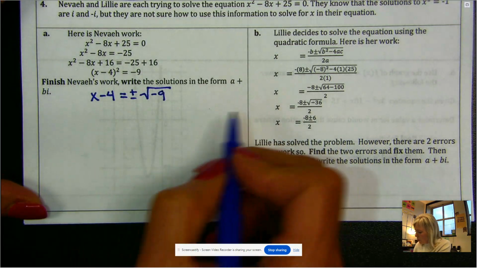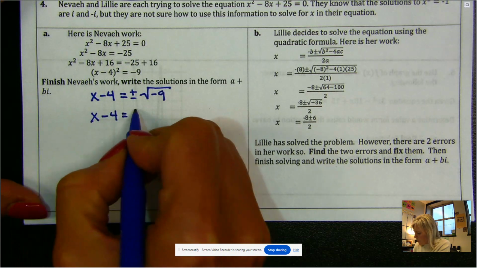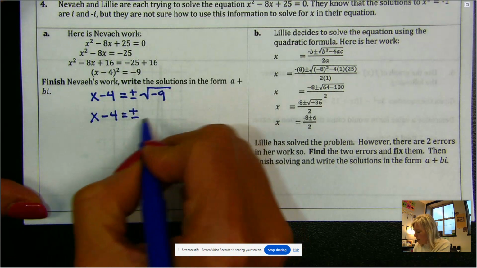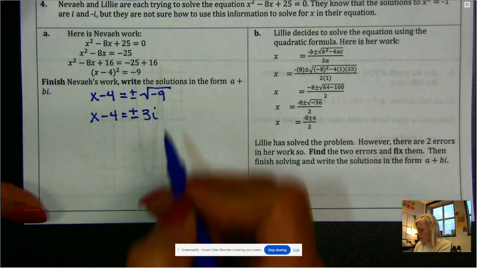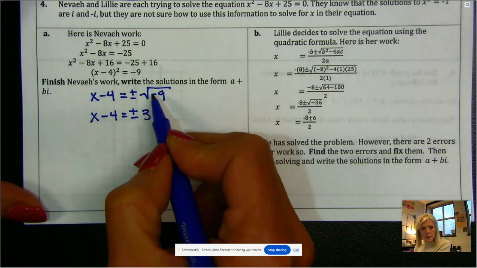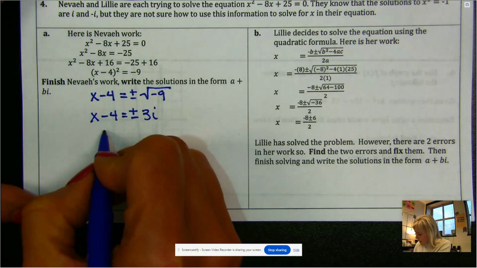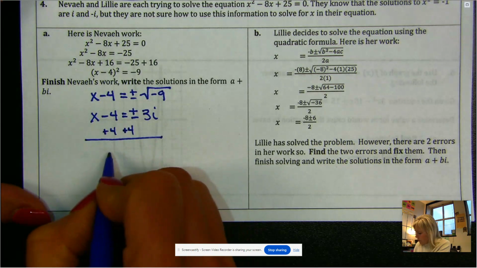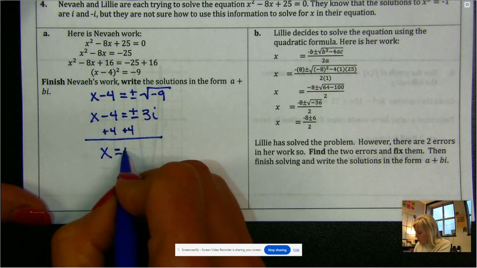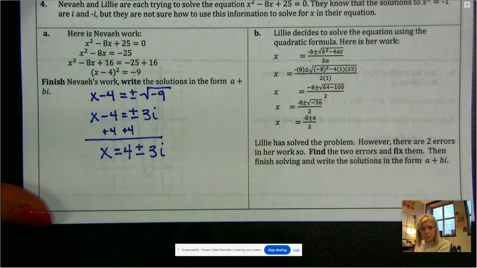And so just like the problem we did above, the square root of negative 9 is equal to 3i. So the square root of 9 is 3, and then the square root of negative 9 is 3i. So now we add over the 4, and we get x equals 4 plus or minus 3i. Okay?